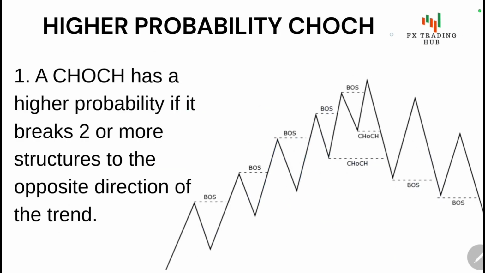Now I want to show you what will increase the probability of your change of character. So a change of character has a higher probability if it breaks two or more structures to the opposite direction of the trend.